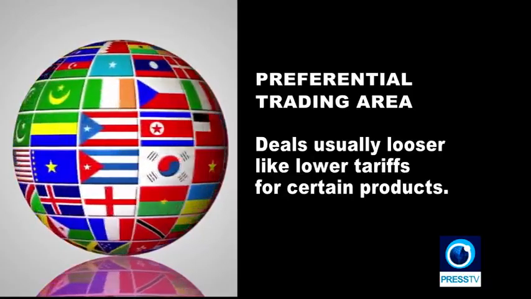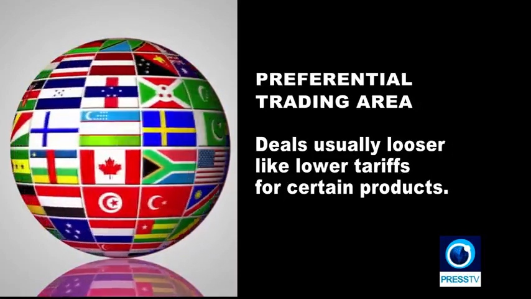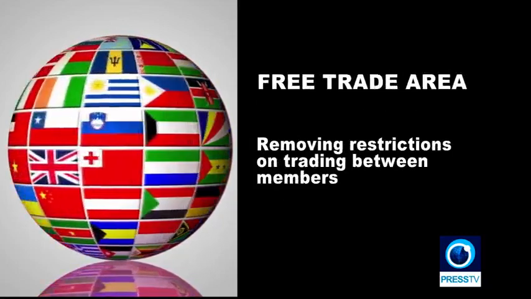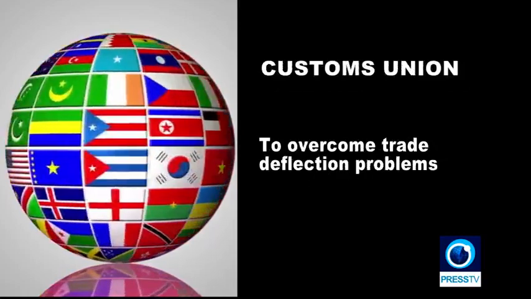The whole notion of forming a trade bloc is to ease trade, pure and simple. Sounds simple enough, but there are different types of trade blocs, 5 of them to be exact. Now, in simple terms, first, preferential trading. It's the simplest form of the trade bloc. Then we go to free trade area. This involves removing restrictions on trading between members.